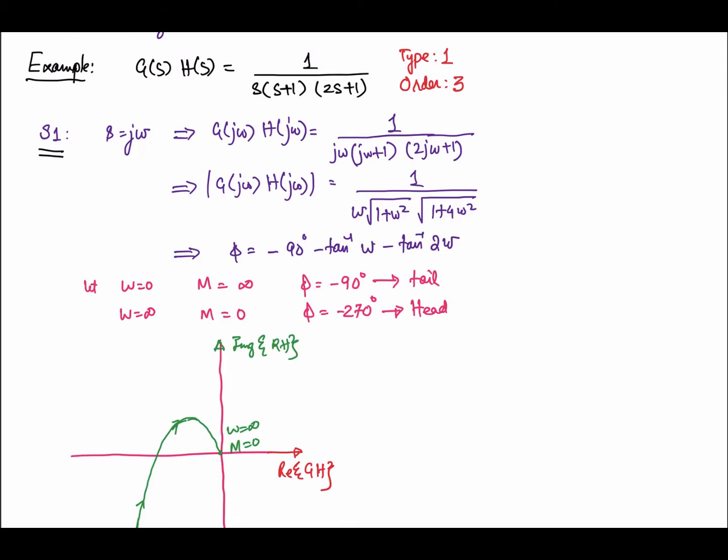First of all, we are going to find the sinusoidal transfer function. So s will be replaced with j omega. Replacing s with j omega, we get this transfer function. Then we can find the magnitude of this open loop transfer function.